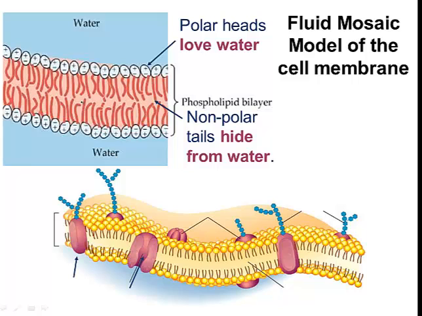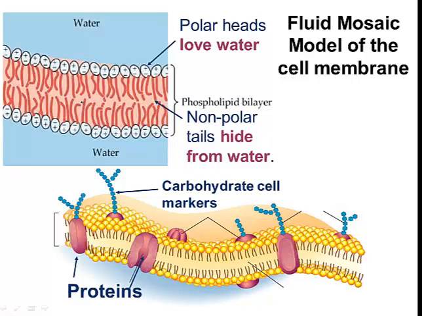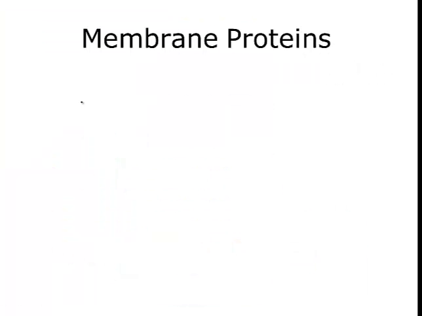Now, also within your cell membrane, you've got a couple of other parts. So you've got your proteins here. You'll be labeling this structure later on in the notes again. But you do have some proteins, and you have some carbohydrate cell markers that are on there that are going to be used for recognition. And we'll go into a little more detail with what these different parts are.